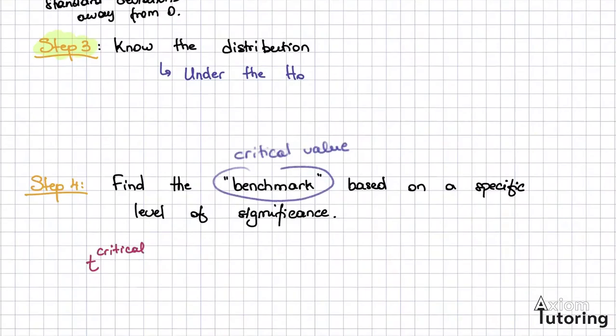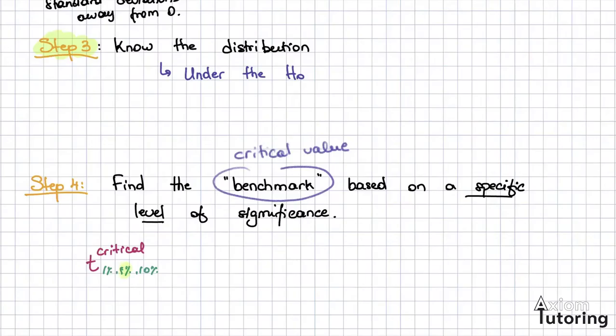This is the most common symbolism out there. At the same time, for the benchmark for this critical value, because we need a specific level of significance, it's also associated with a subscript here by saying either a 1%, 5%, or 10%. If, let's say, you have an exercise and you have 5% as your level of significance, you have to make sure that you use that.